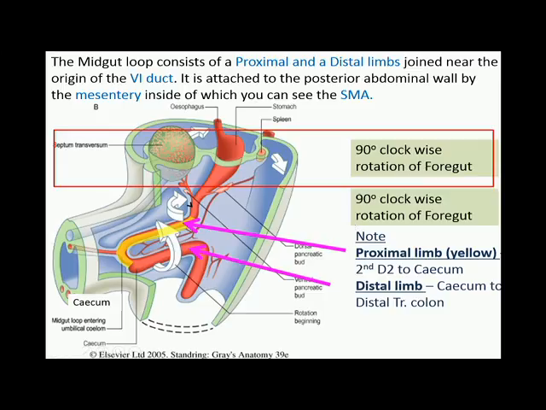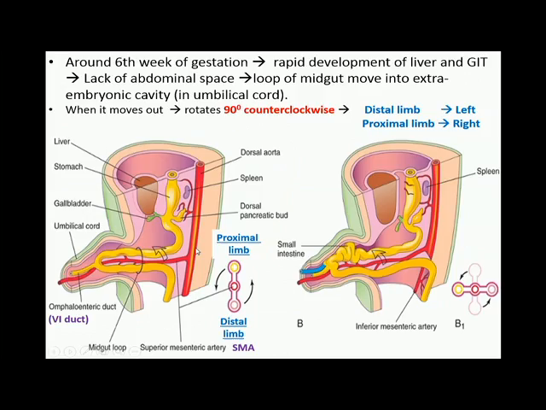I'll explain it. Now this yellow part gives rise to the proximal part of the midgut, which is from the second part of the duodenum to the cecum. And here's your cecum, and appendix develops here. Cecum, ascending colon, transverse colon is developed from this part of the midgut loop. Now this is how it rotates.